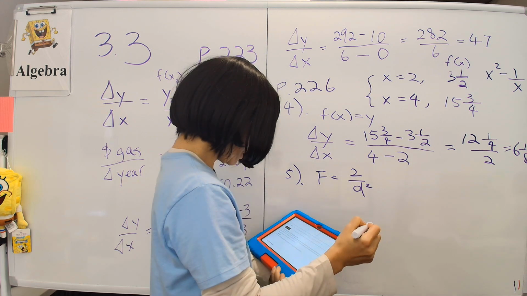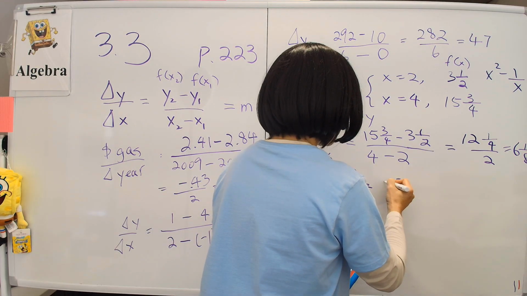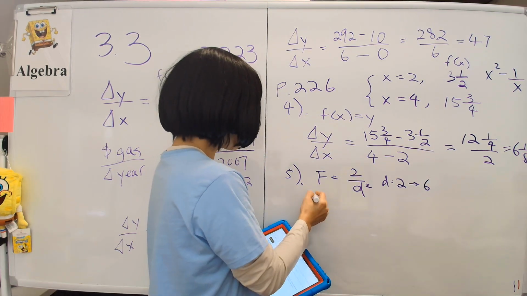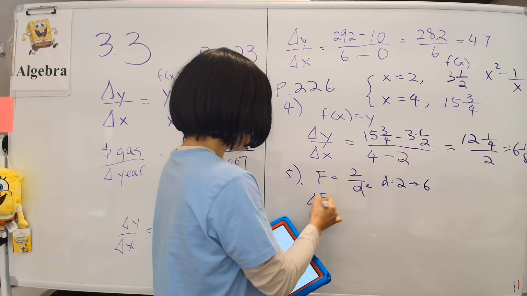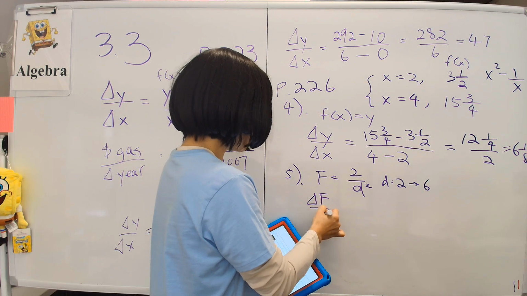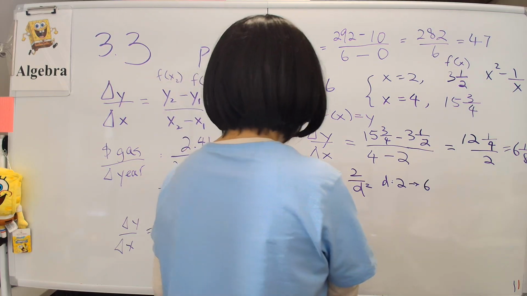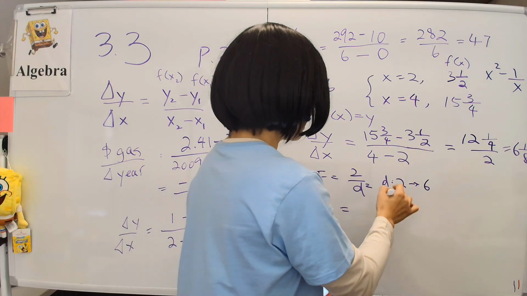Okay, and d is changing from 2 to 6. So d is changing 2 to 6. Okay, so then we have to calculate delta f divided by delta d, which is not different from what we've been doing. Just a different name. So d is now the new x, and f is the new y. But we're going to do it the same way.